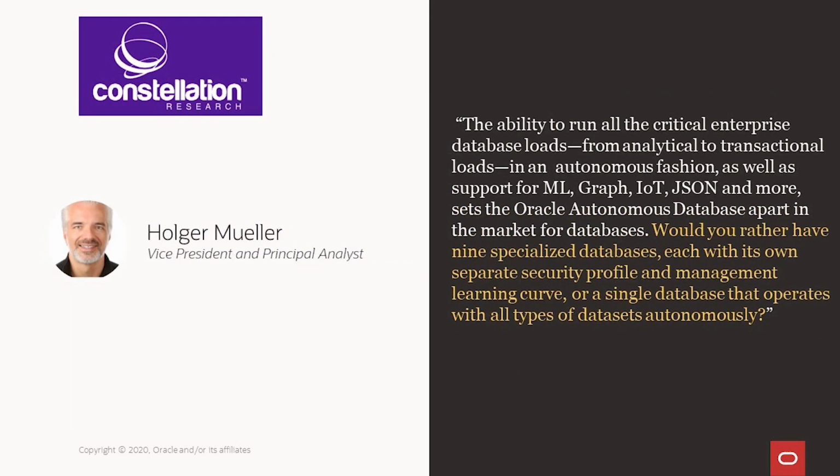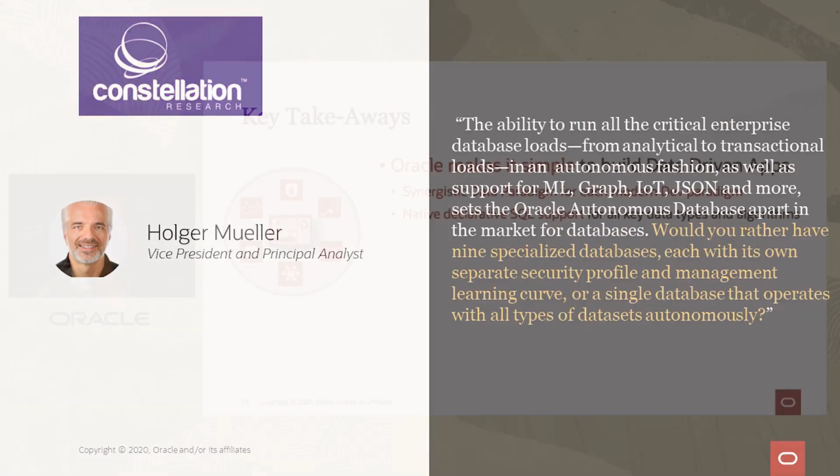Olga Mueller, VP and Principal Analyst at Constellation Research, says that the ability to run all the critical enterprise database workloads, from analytical to transactional loads, in an autonomous fashion, as well as support for ML, graph, IoT, JSON, and more, sets the Oracle Autonomous Database apart in the market for databases. Would you rather have 9 specialized databases, each with its own separate security profile and management learning curve, or a single database that operates with all types of data sets autonomously?